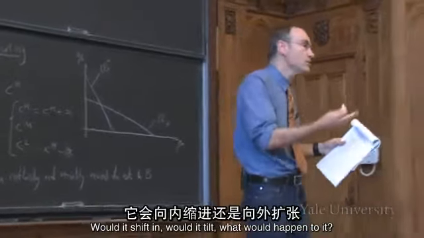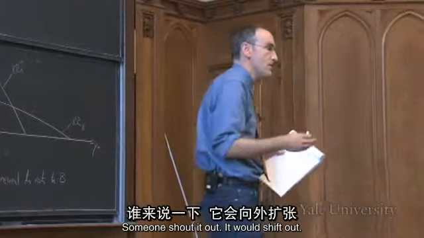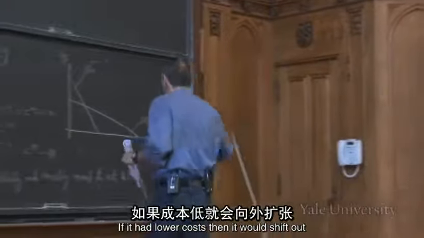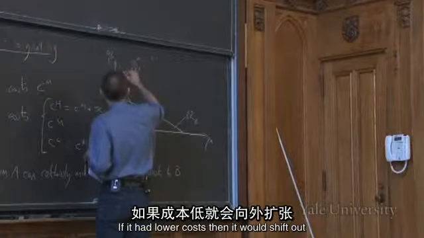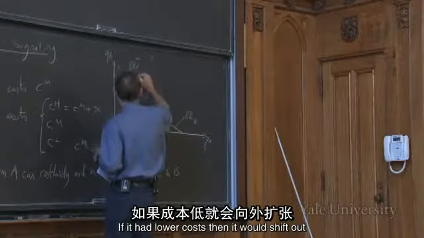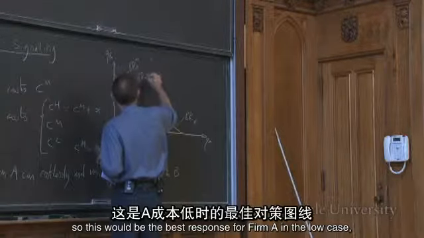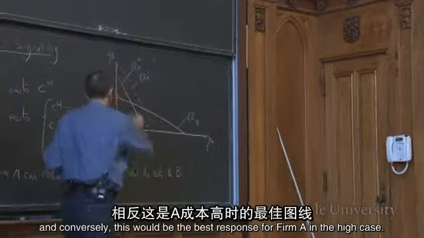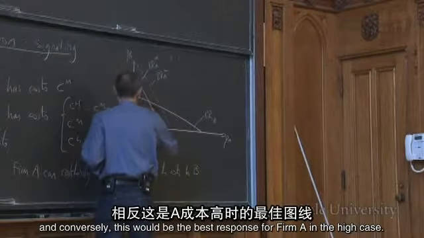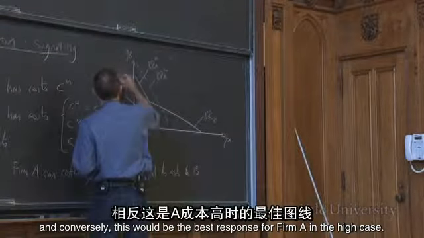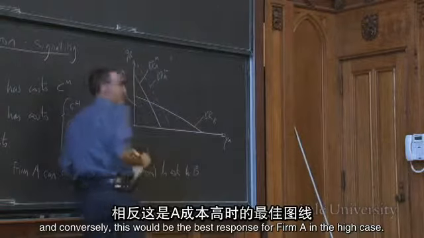Would it shift in? Would it tilt? What would happen to it? Someone shout it out? It would shift out. Or if it had lower costs, then it would shift out. So this would be the best response for firm A in the low case. And conversely, this would be the best response for firm A in the high case.